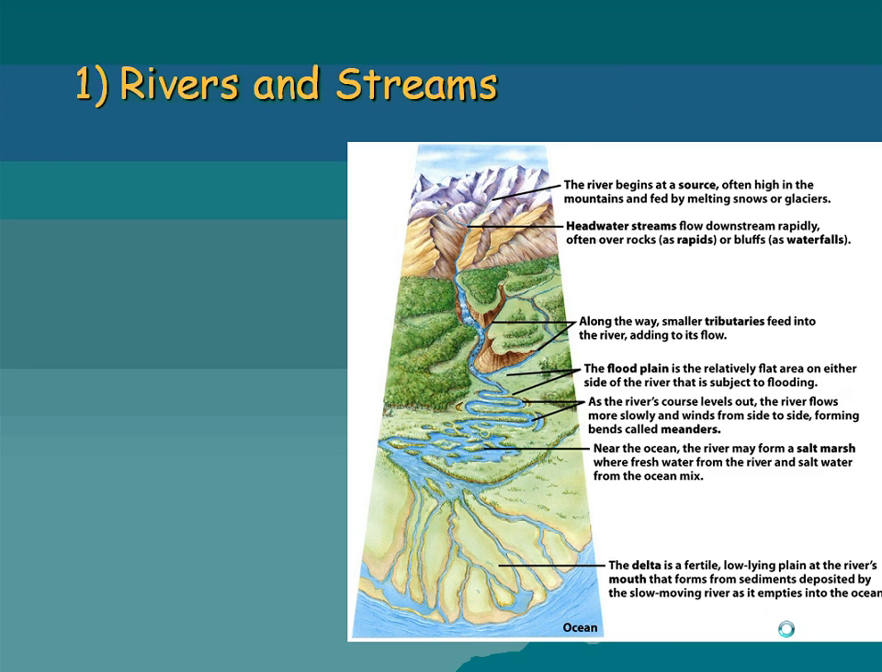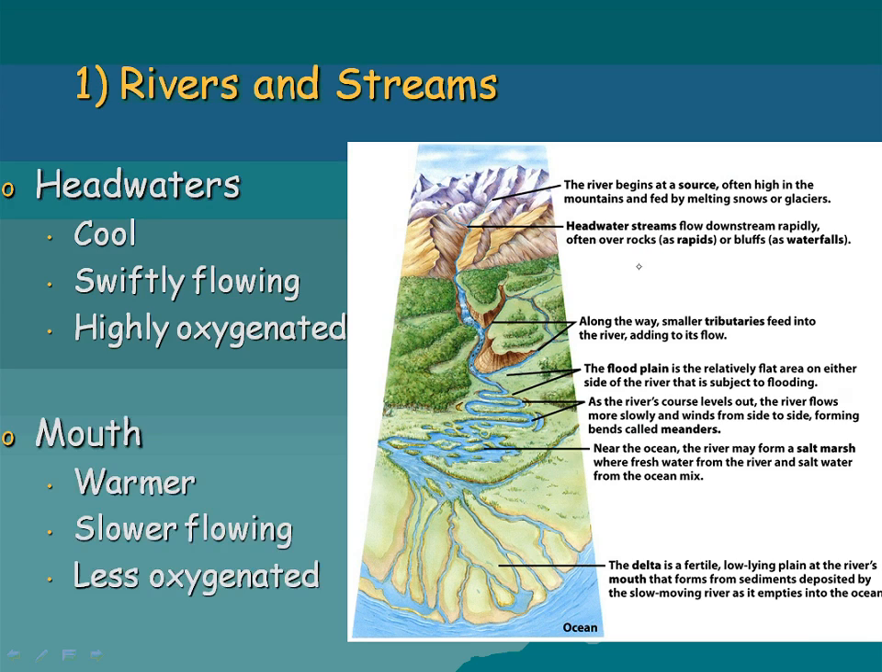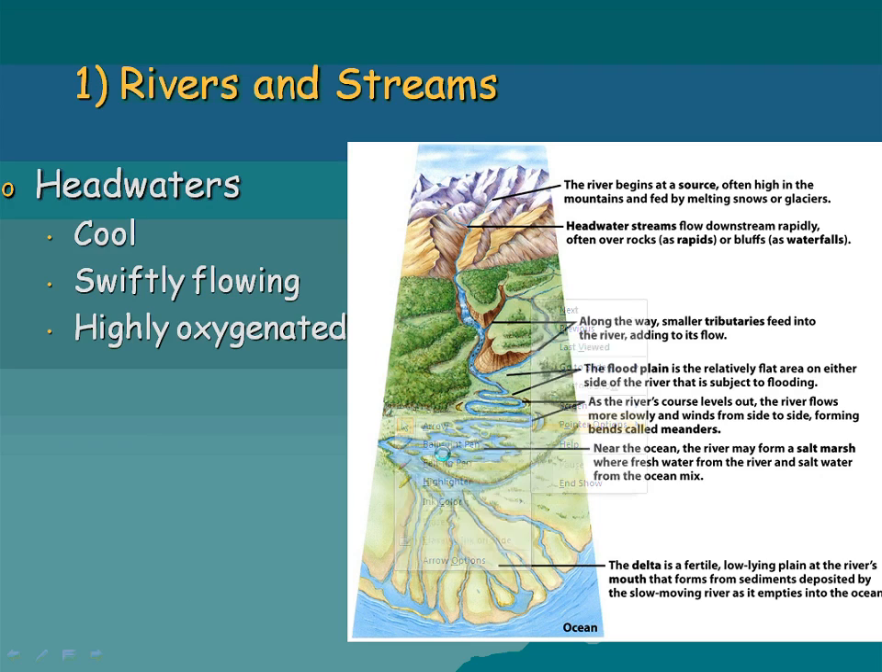Okay, so to start with rivers and streams, I have a nice diagram here of a typical river, and there are two distinct types of habitats within a river. The first are these headwaters, and this is, let's see, pointer. Okay, so the headwaters are up at the top, and they are very cool. They're higher in altitude, and they're also coming from potentially snow on a mountain. And they're steeper, so they're flowing more quickly.